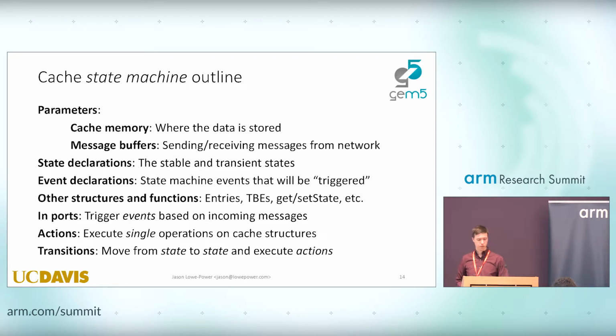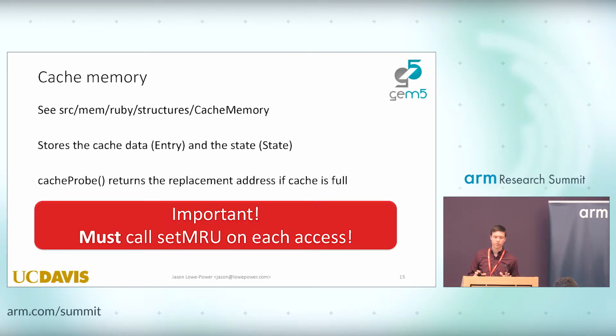To briefly talk about some of these components, there's the cache memory, and this is where the actual data in the cache is stored. One of the main designs in Ruby is to be really flexible. So even something like the cache entry, what you're storing in this cache memory, is completely up to you. As you're writing your state machine file, you can put anything into this entry structure. Usually you put data and the state that you're in, but you could put anything else as well, things like tokens for token coherence to count the number of tokens that you have. Anything can go in this. And so it's very flexible, but also can be confusing.